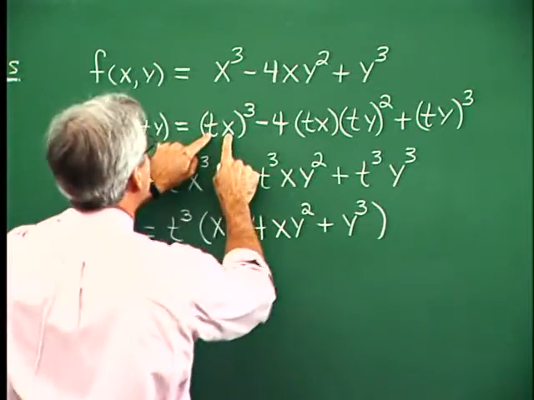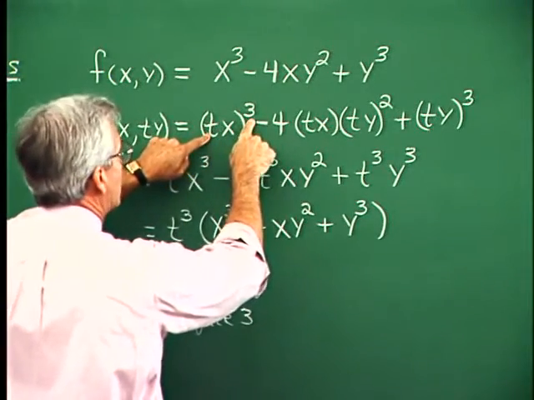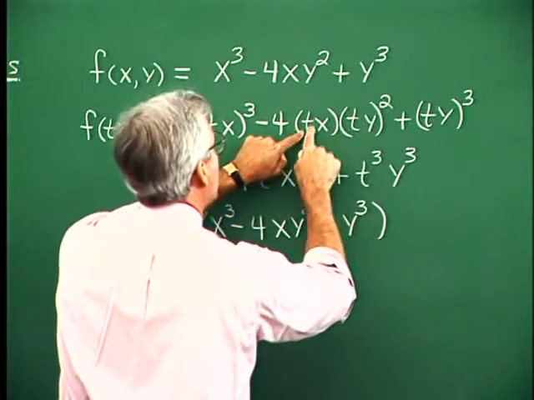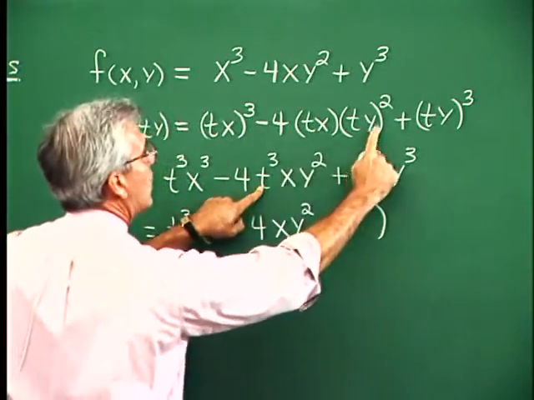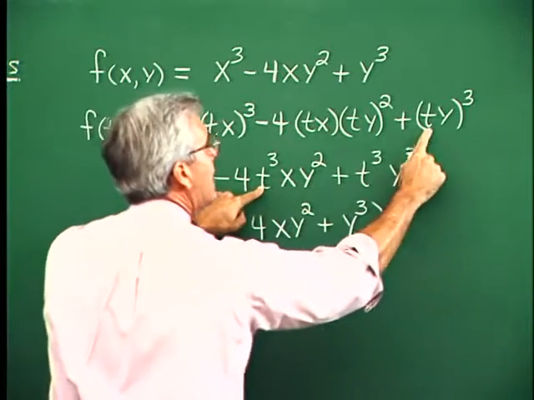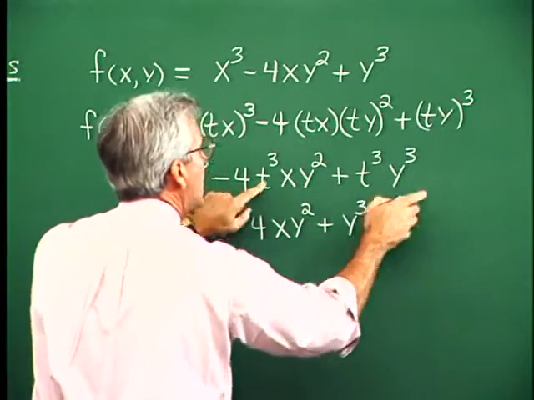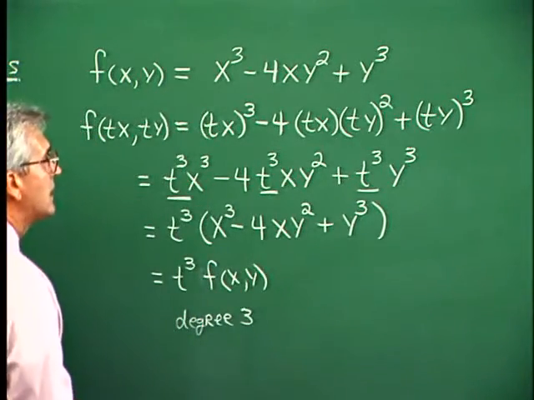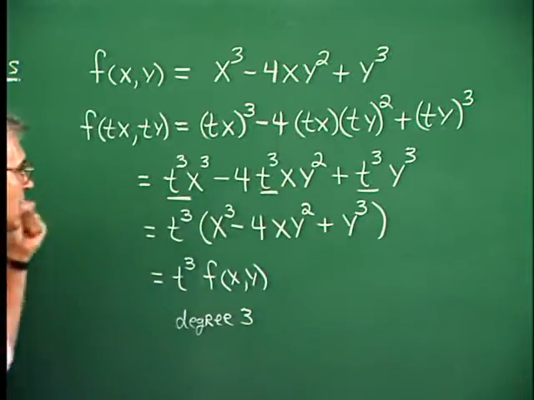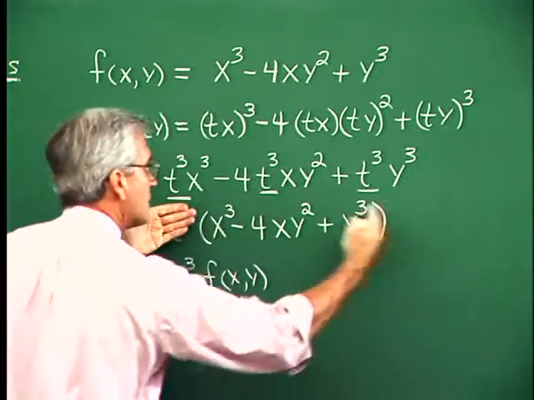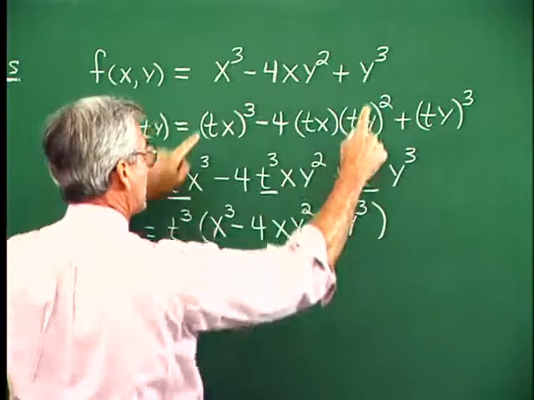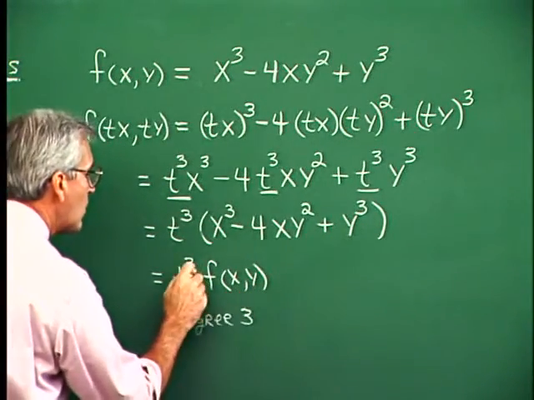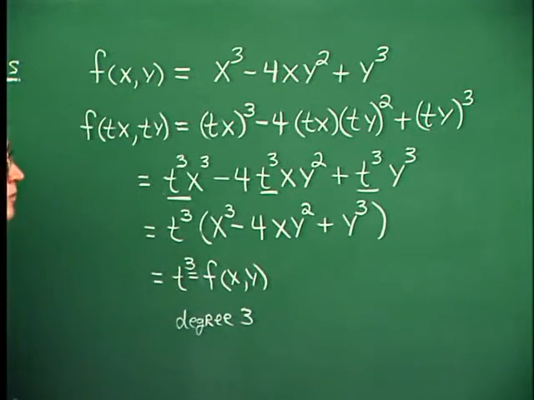Here we have tx to the third power cubed is t cubed x cubed. Here, t squared times t is t cubed, x times y squared is xy squared. And then t cubed y cubed for this one. Now, notice that t cubed appears in all three of the terms, and so we snag out that t cubed, and we have t cubed times this expression, but this expression is the expression we started with, and so this is t cubed times f of xy. So we have a third degree homogeneous function.